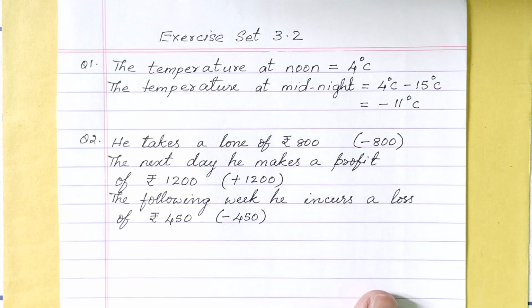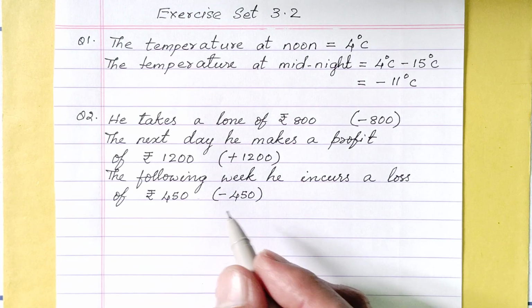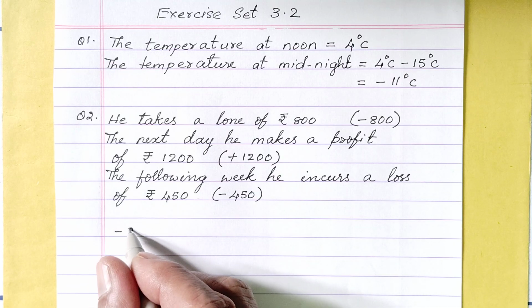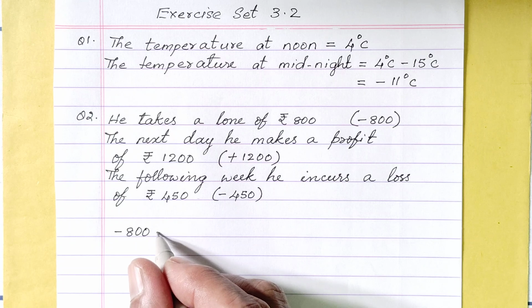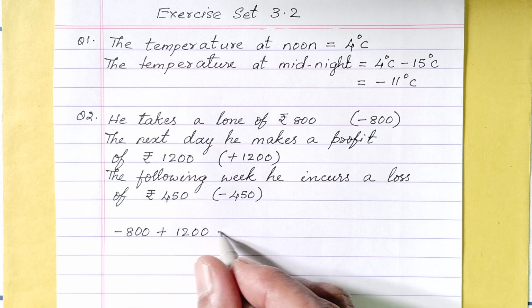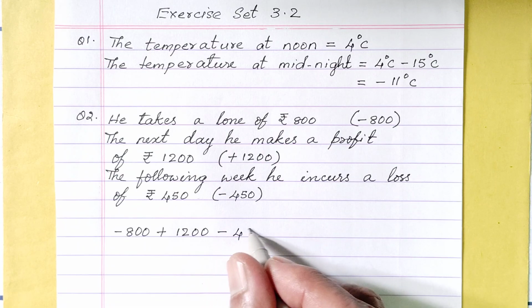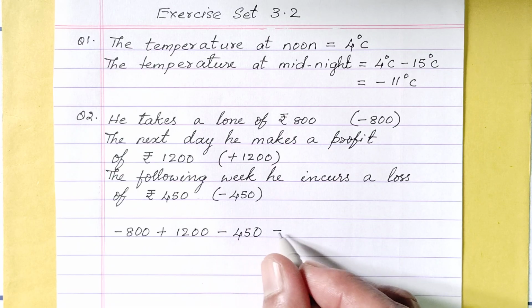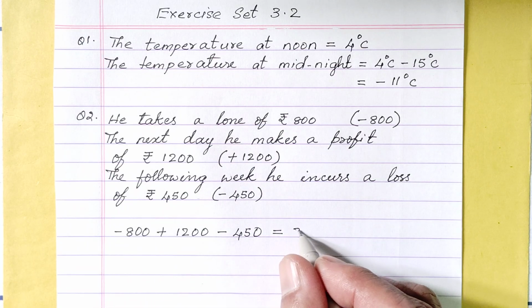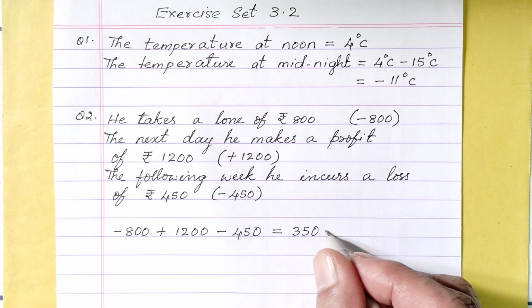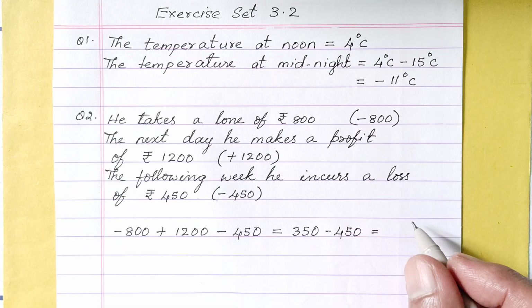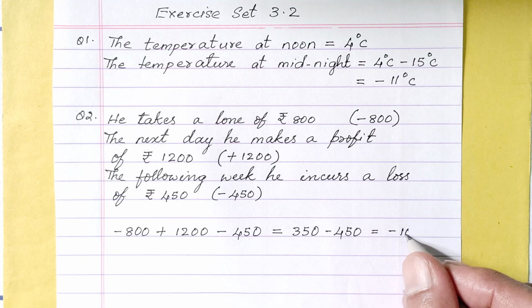So now we will calculate his financial standing. So first he takes a loan of 800, so minus 800. Then he gets a profit of 1200. Then he gets a loss of 450. So if we solve these two, we will get 350, plus 350 minus 450. At the end, it is minus 100.